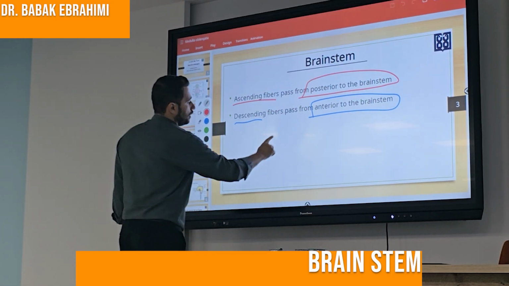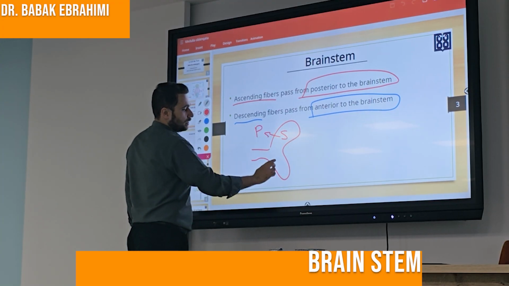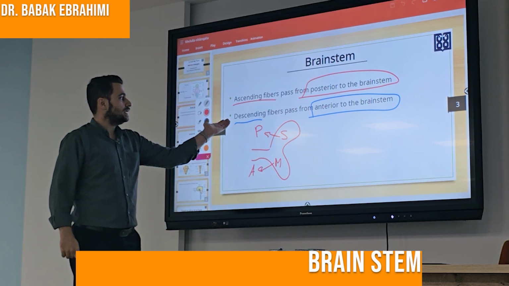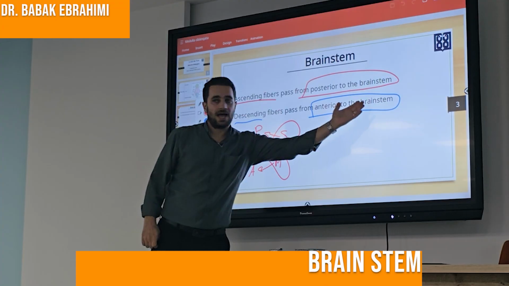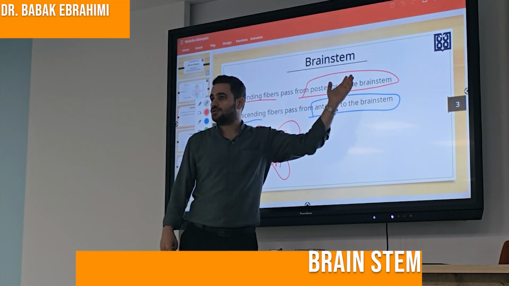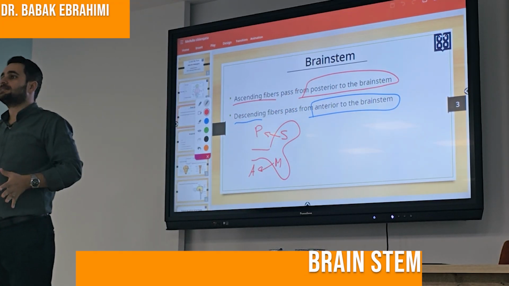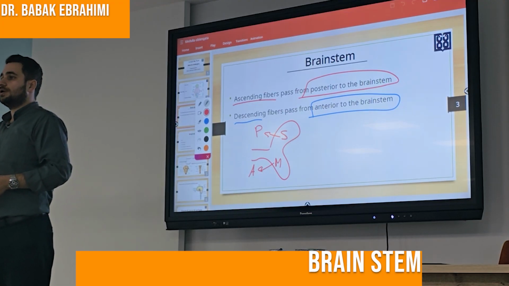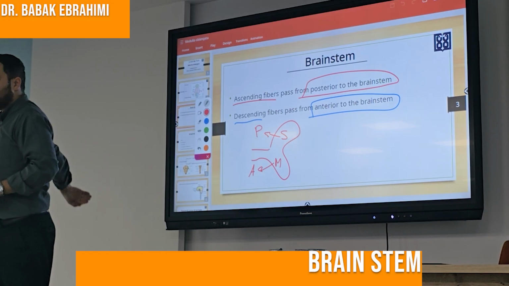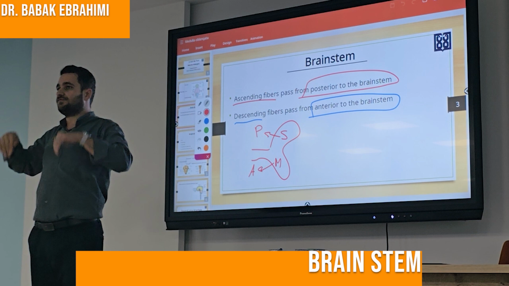In the spinal cord, we have sensory and motor. This is sensory in posterior. This is motor in anterior. So the motor part is the descending fibers, pass from anterior. And the ascending fibers pass from posterior to the brainstem. Okay? It was the reason that I told you the brainstem is something like a station, something like a door. Some tract pass from anterior of brainstem, another tract pass from posterior. The ascending from posterior, the descending from anterior.